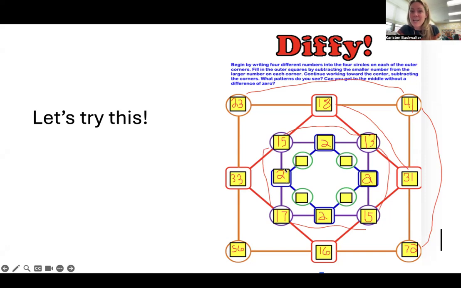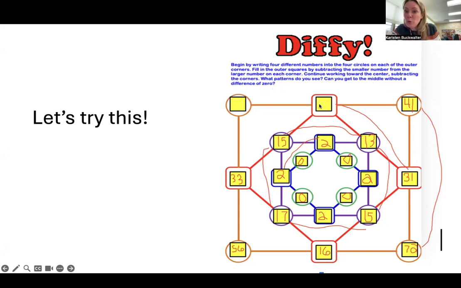Isn't that crazy? Now, from the blue squares to the green squares, 2 minus 2 is 0, every time. Isn't that crazy? That is going to happen almost every single time. Sometimes you need to do one more step to get there, maybe 2, depending on the numbers. But you're going to try this with a buddy, okay?